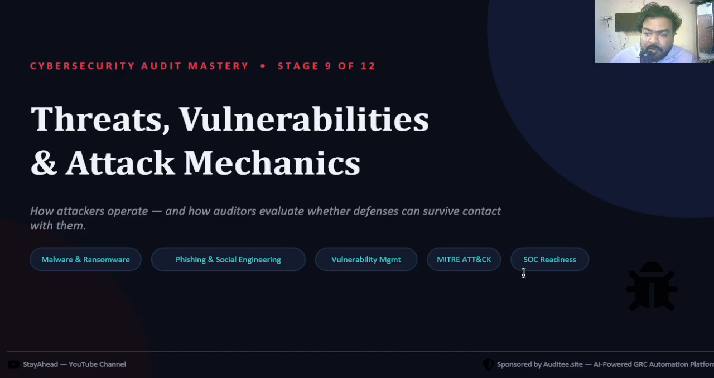If you have been with us since stage 1, you already know how to audit access controls, network security, and data protection. Today we move into stage 9, threats, vulnerabilities, and attack mechanics. And honestly, this is one of the most exciting stages in the entire series. This is where you stop just checking boxes and start thinking like an attacker. So you can audit like one too.